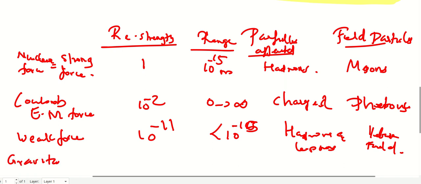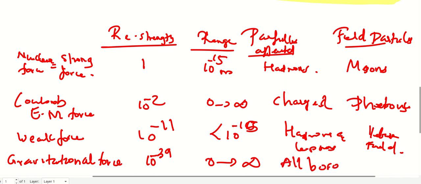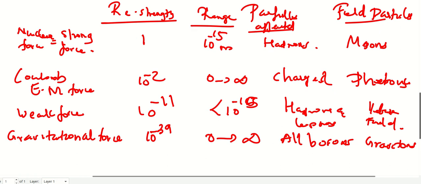Next force is the gravitational force. The strength is 10 raised to minus 39, which is very small, and the range is 0 to infinity. The particles affected are all bosons, and the field particles are gravitons.